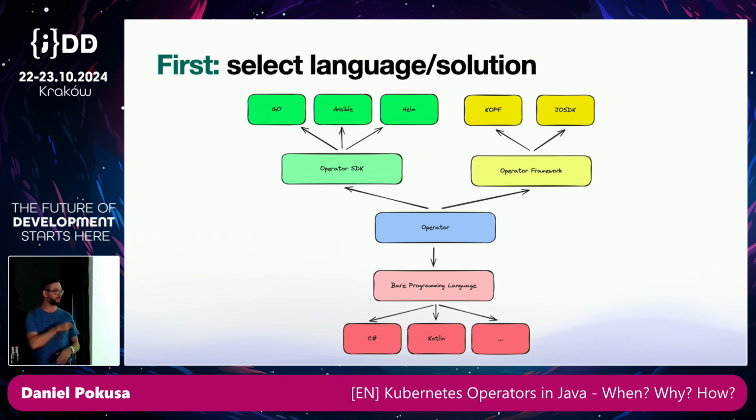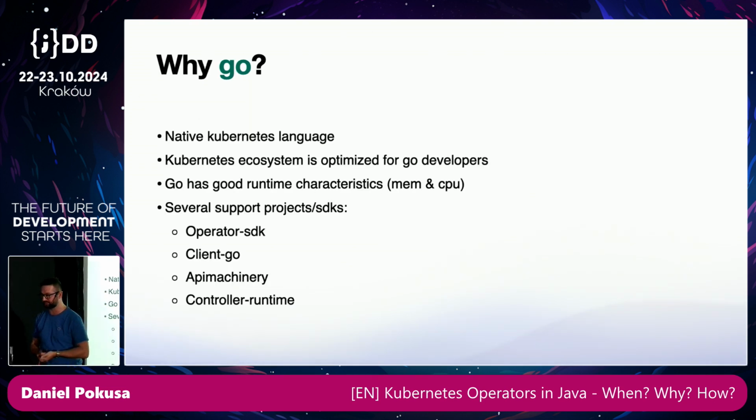And the third way, if these two are not fit for you, you can write your own operator in a bare programming language, like C#, Kotlin, Rust, whatever. But you will need to handle on your own all these watch events, consume events, etc. In all of these choices, you get that automated. You don't need to write it. Okay, so that makes much difference.